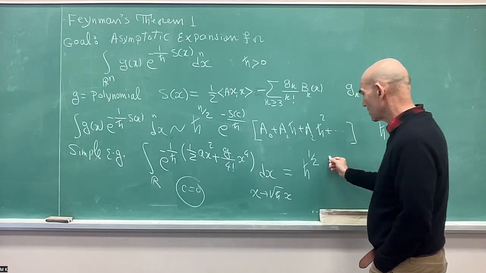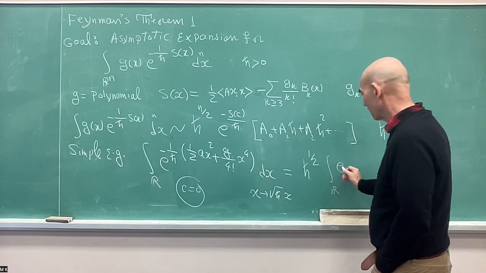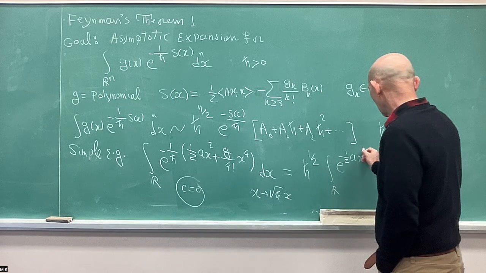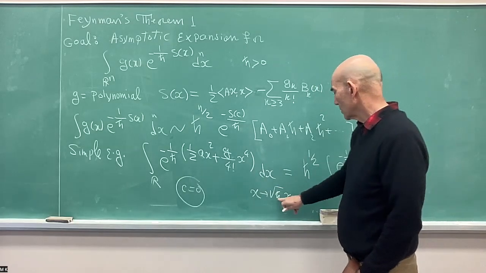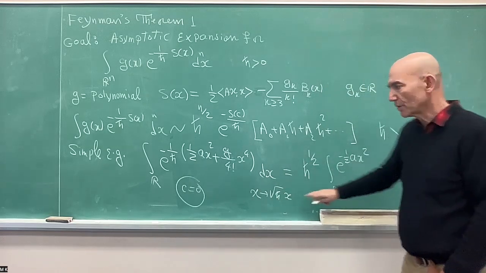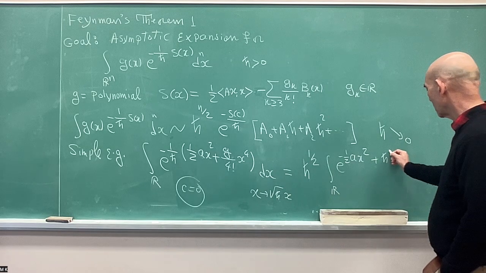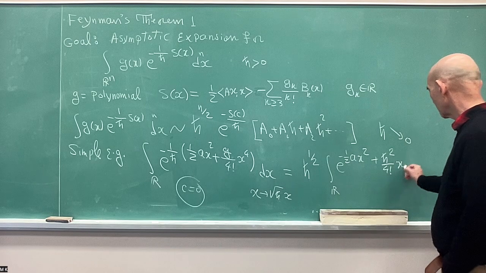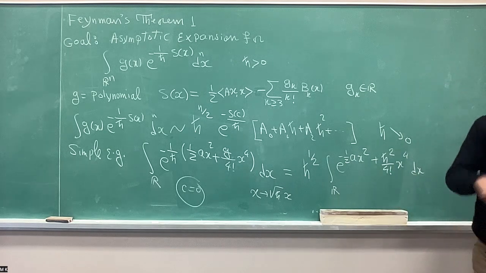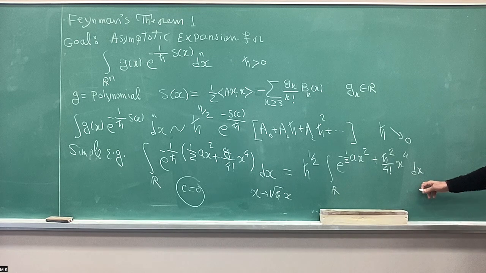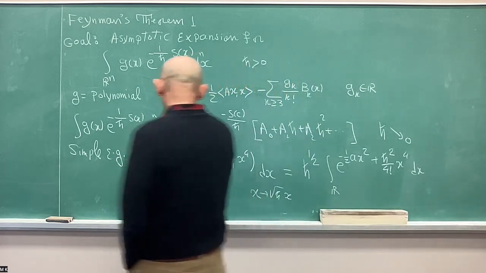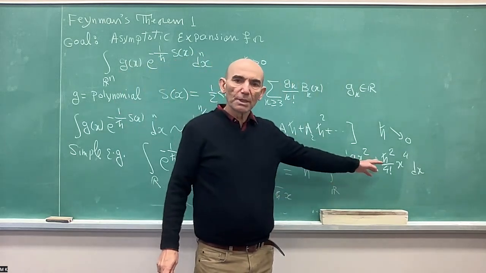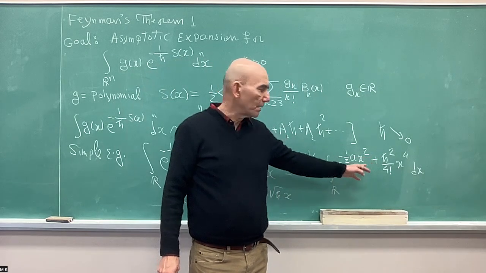So then this is times the integral over R of exponential of minus 1/2 A x squared, and then I have got x to the 4, so this becomes h squared. You pick up the factor of h squared here. So we have plus h bar squared over 4 factorial x to the 4, and then there is dx. So far, this is an equality. But then to get the asymptotic expansion, the idea is to switch the quotient.